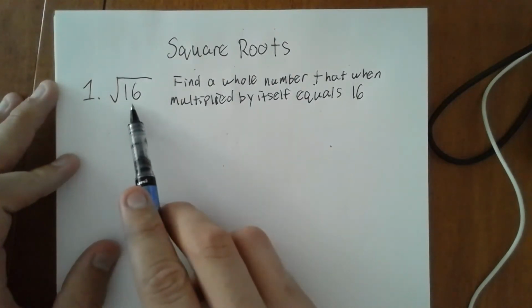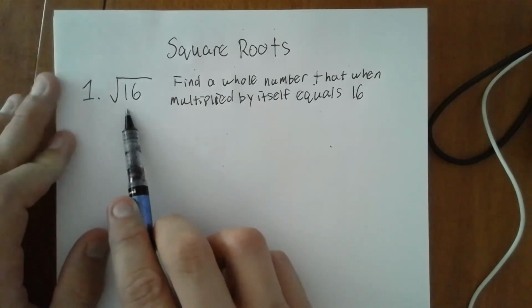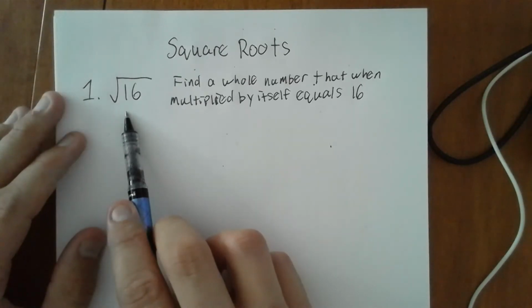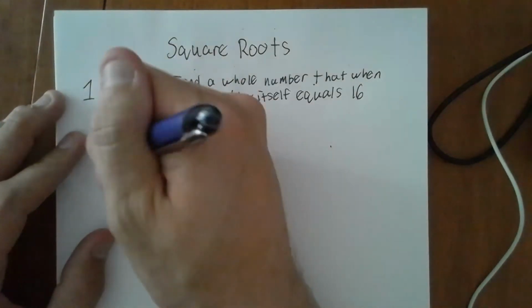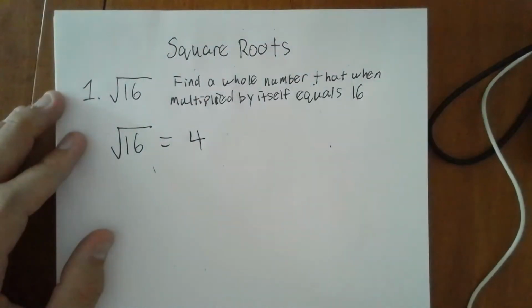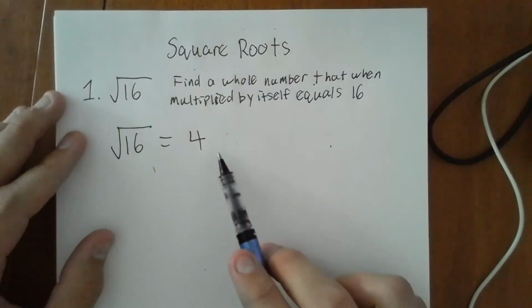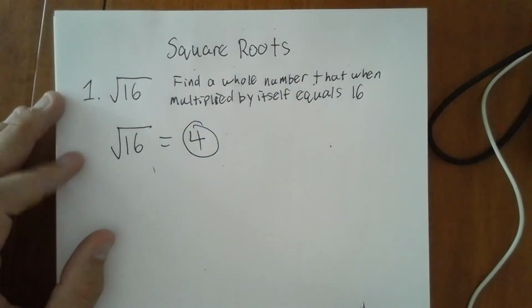So we have to think. 1 times 1, does that equal 16? No, that equals 1. How about 2 times 2? That equals 4. 3 times 3? No, that equals 9. 4 times 4? Oh, wait, 4 times 4 equals 16. So therefore, the square root of 16 is equal to 4. We have found the whole number that when multiplied by itself equals 16, and the answer was 4. So that's it. It's just going backwards.